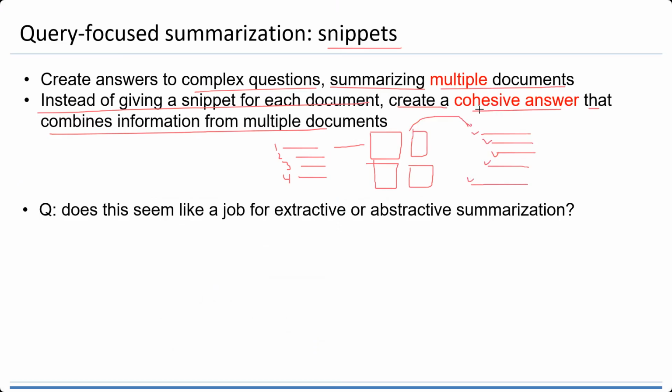And after we have this cohesive answer, maybe the user will select what is the best answer. So this cohesive answer combines information from multiple documents. So the question is, if we have one like this, does this seem like a job for extractive or abstractive?